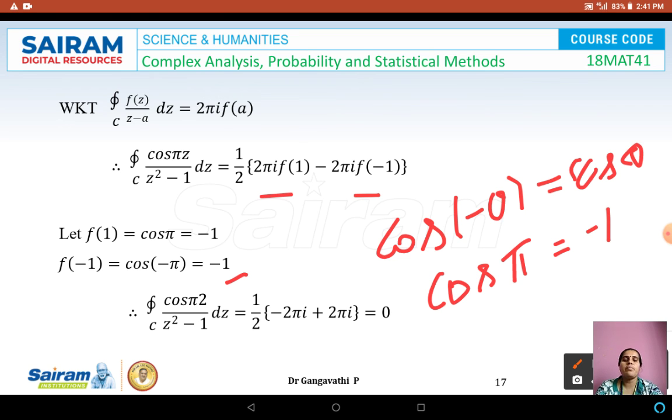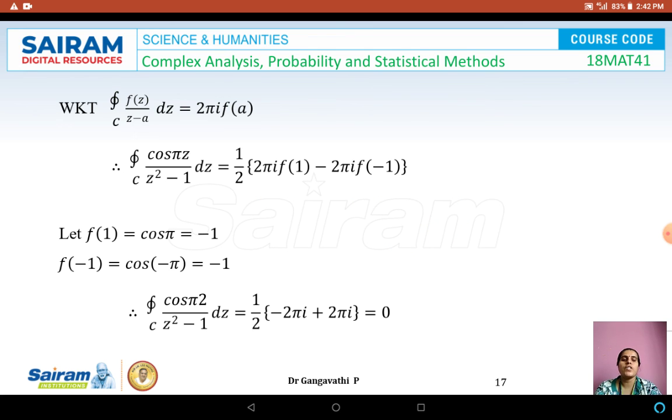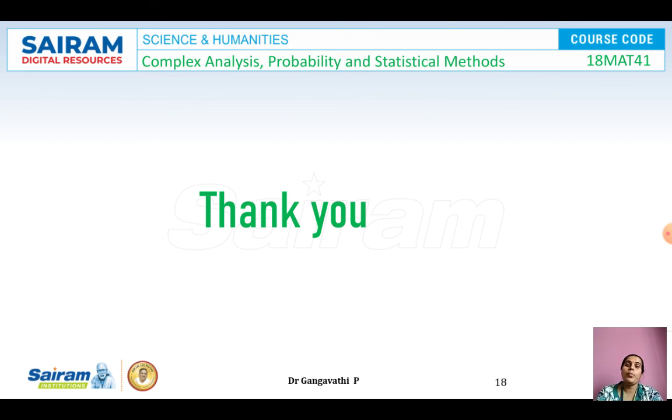Therefore, this expansion becomes half into 2 pi i, times f of 1 which is minus 1, minus f of minus 1 which is again minus 1. So one is a positive value and the other is a negative value, which results in 0. This is how we need to work out the problems on Cauchy's integral formula. I hope you have understood.